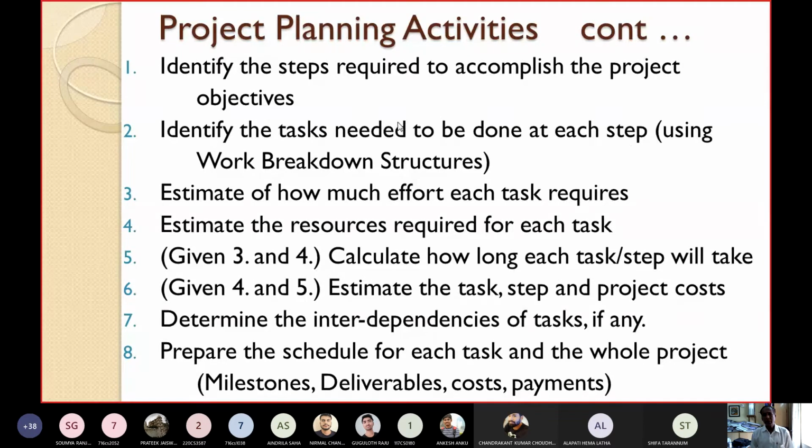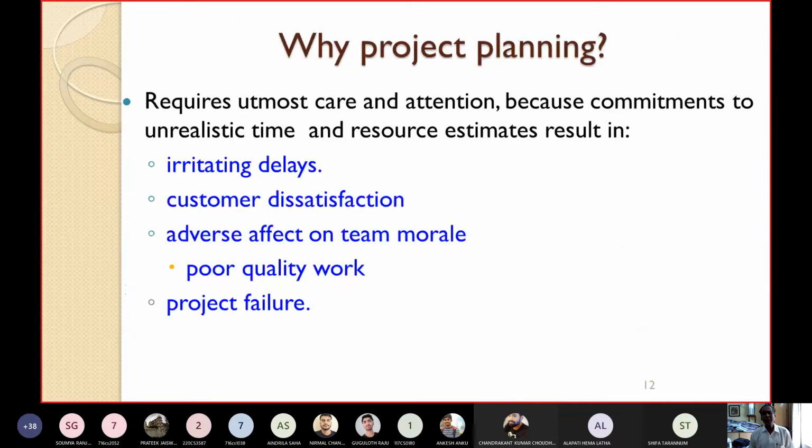Then let's see why project planning is required. If you do not do project planning, what will happen? Why is proper project planning required? Because project planning requires utmost care and attention. You have to make the project plan very accurately with proper care. Let's see why. Project planning requires utmost care and attention because commitments to unrealistic time and resource estimates can result in the following.